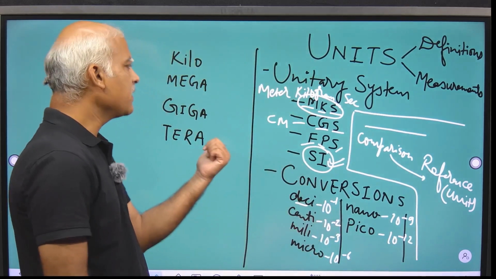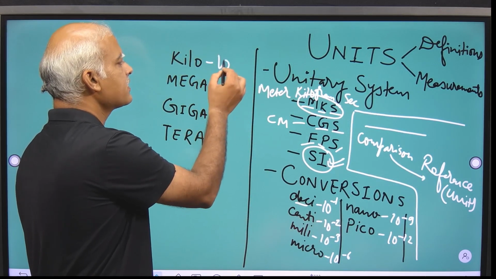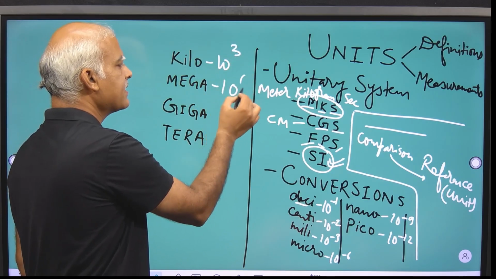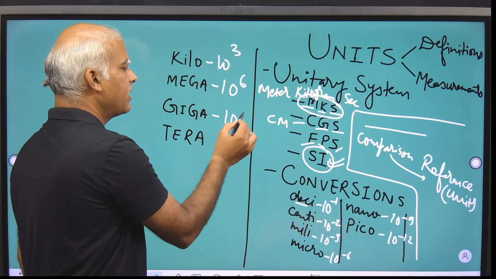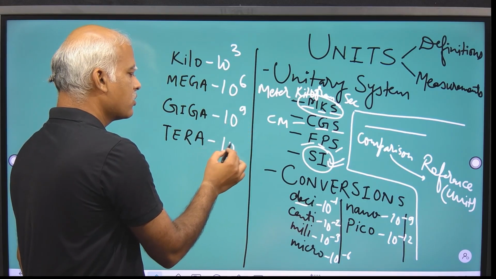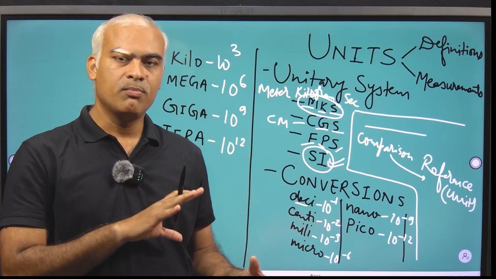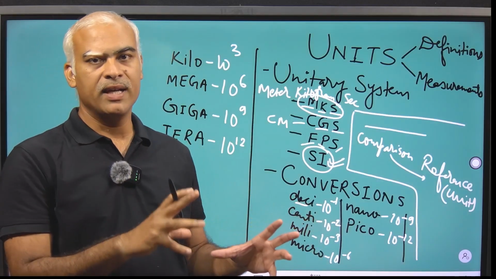Similarly, in positive powers, kilo stands for 10 to the power 3. Mega stands for 10 to the power 6. Giga stands for 10 to the power 9. And tera stands for 10 to the power 12. That's how we have this conversion of a particular measurement.